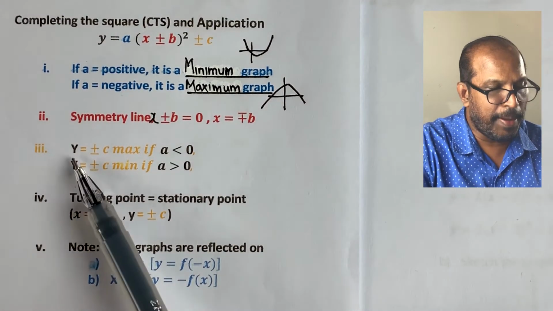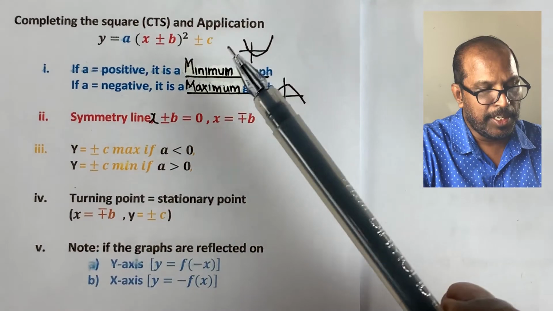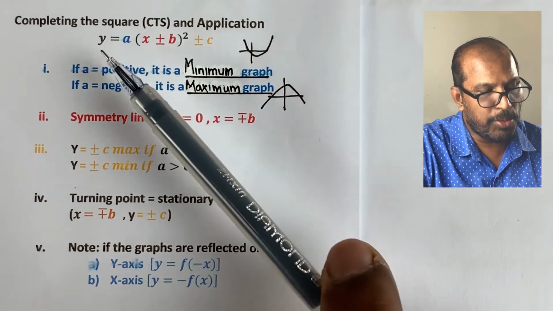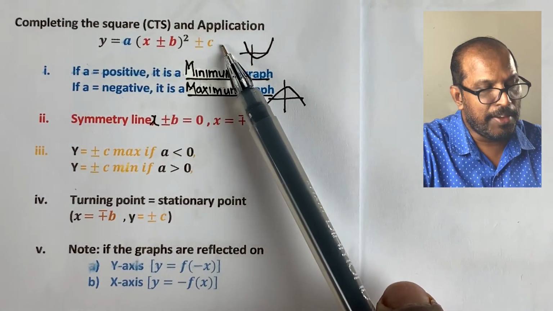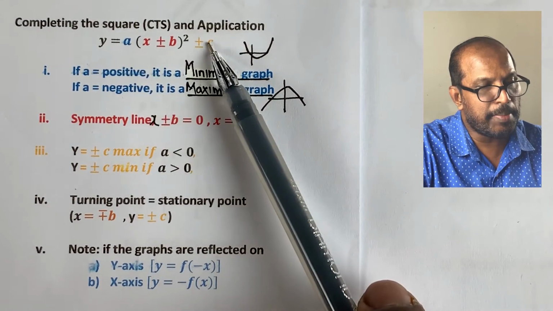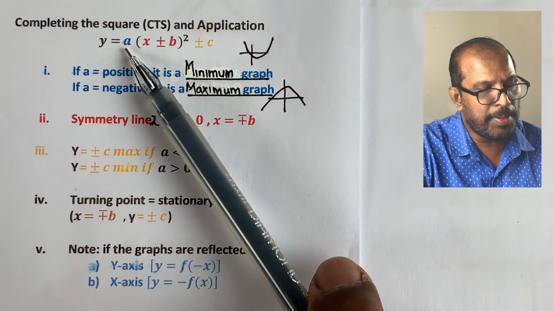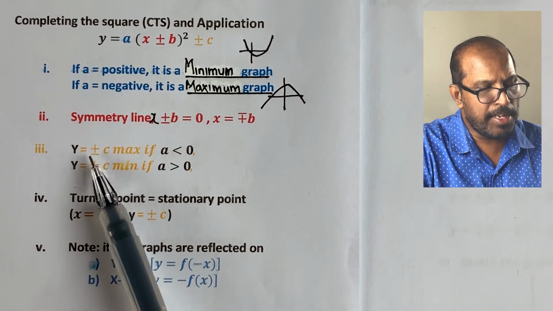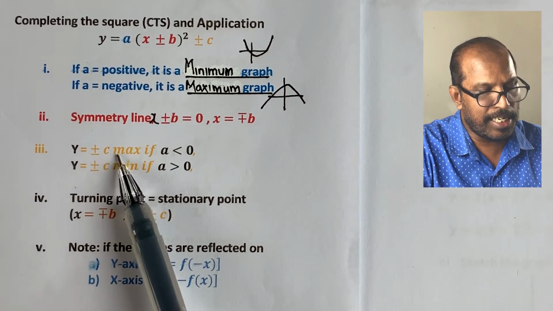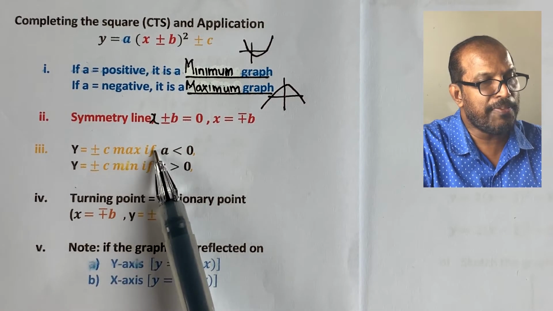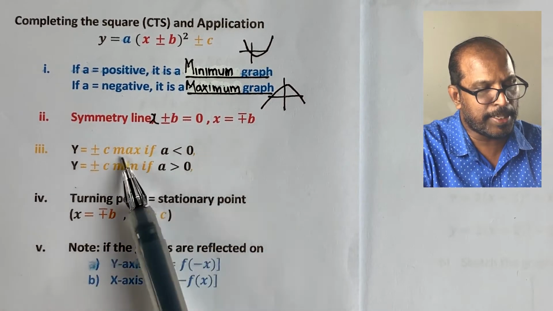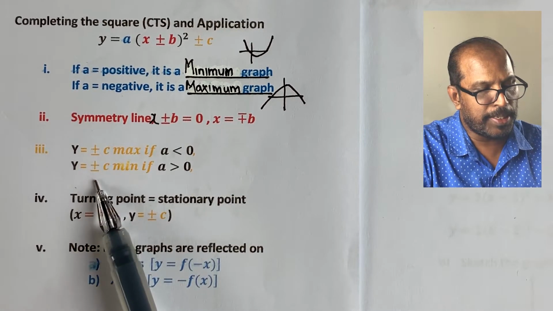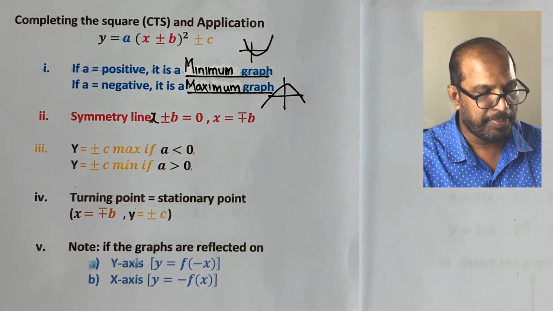The third part that you can understand is to look at the plus or minus c here. If this is plus or minus c, that means y equals plus or minus c. If a gives you a maximum, then this is a maximum value. If a gives you a minimum, then this is a minimum value. So y equals plus or minus c is a maximum if a is less than 0, and if a is more than 0, then y equals plus or minus c is a minimum.